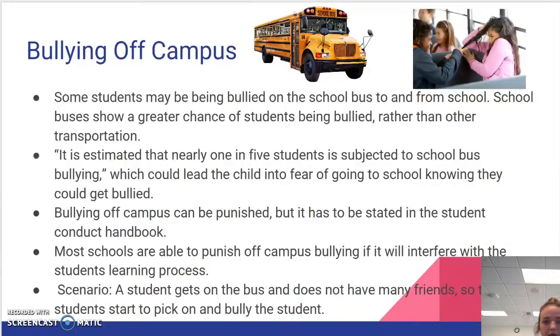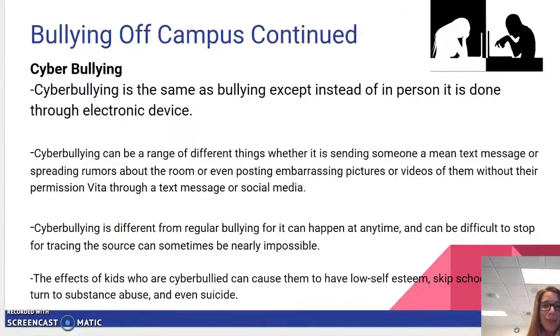And then bullying off campus can be punished, but it has to be stated in the student conduct or the student handbook. And most schools are able to punish off-campus bullying if it will interfere with the student's learning process. A scenario is a student gets on the bus and does not have many friends, so the other students see that and then they start to pick on him or her. When it comes to bullying off campus, the biggest form is cyberbullying.